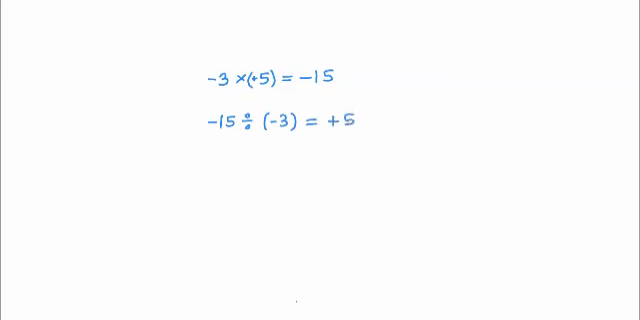So what I have done is, if I divide the answer of the multiplication, -15, by any of the multipliers, so here I have used -3, one multiplier, then I will get the second multiplier as the answer. So the second division statement is -15 divided by +5 is equal to -3.